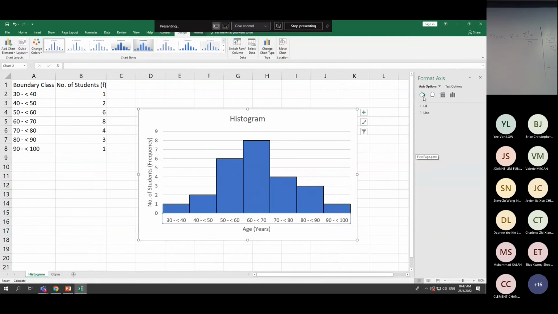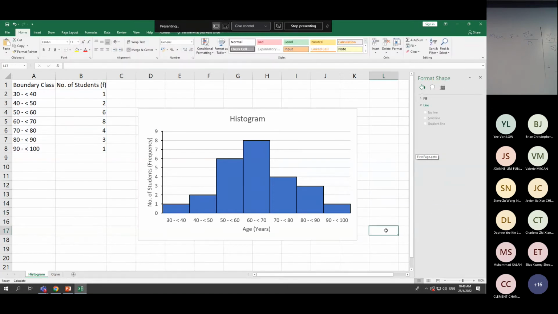Choose this fill and line, and choose line. Choose solid line, and the color you need to change to black color. Lastly, the Y axis is also the same. Left click the mouse by pointing to any area until you see a box. Then you choose the fill and line icon, choose solid line and change to the black color.